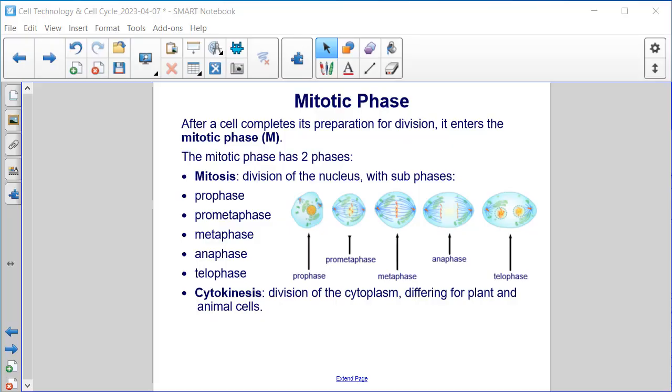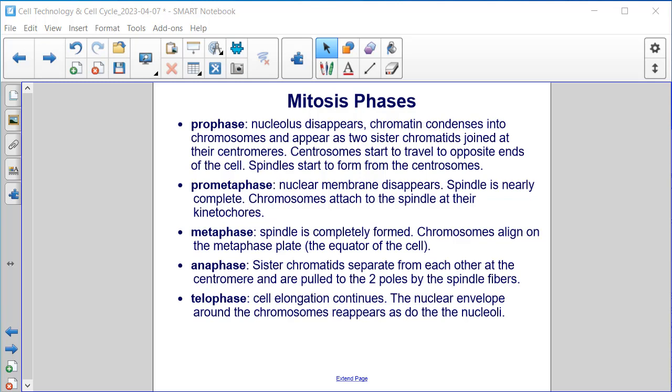Mitotic phase. After a cell completes its preparation for division, it enters the mitotic phase. The mitotic phase has two phases. Mitosis, which is the division of the nucleus, containing subphases prophase, prometaphase, metaphase, anaphase, and telophase. And then the second phase of the mitotic phase is cytokinesis, which is division of the cytoplasm, which differs for plants and animal cells. Here are the phases of mitosis, and the previous slide shows them on a visual if you want to refer back to that.